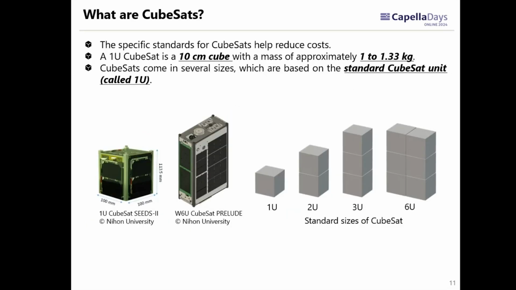CubeSats come in several sizes, which are based on the standard CubeSat unit called 1U. The 1U is 10 centimeters by 10 centimeters by about 10 centimeters. CubeSat has several standards and regulations, for example, size regulations, weight regulations, and shape regulations. The specific standard regulations for CubeSat help reduce cost. And a 1U CubeSat is a 10 centimeter cube with a mass of approximately 1 to 1.33 kilograms.